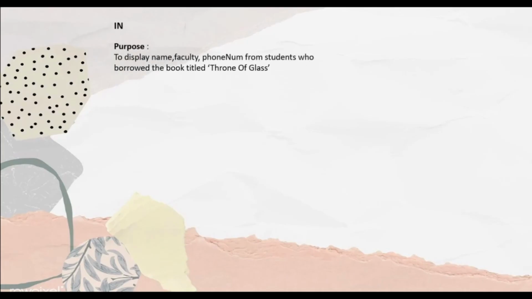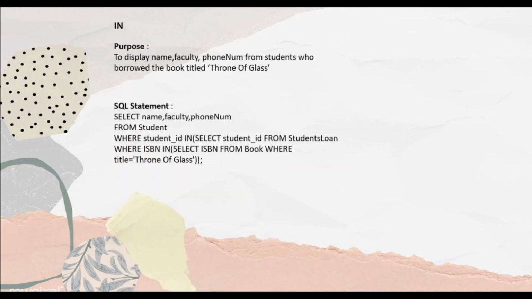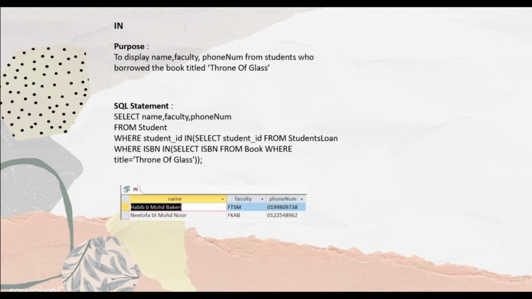So next is the IN statement. The purpose we use the IN statement for is to display name, faculty, and phone number of students who borrowed the book titled Throne of Glass. This is the SQL statement for the IN statement, and this is the output.